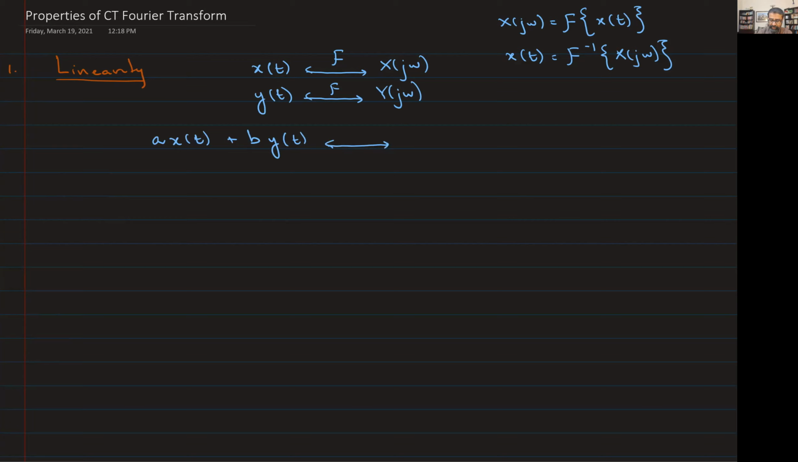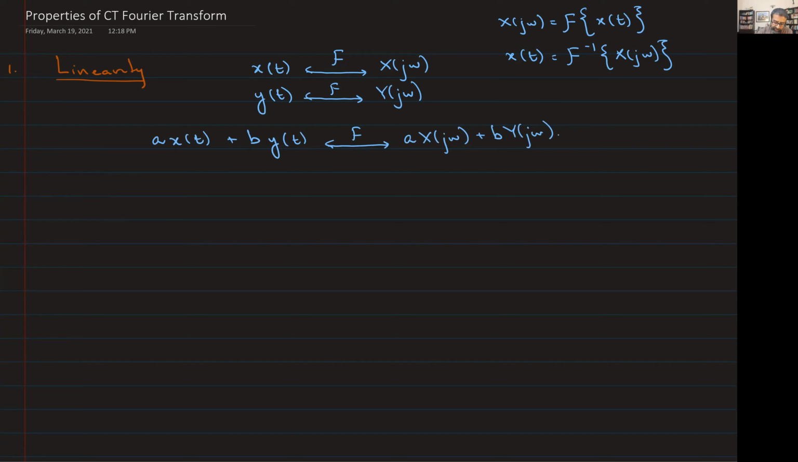You can prove it by plugging in the transform relationship. This turns out to be equal to a times X of j omega plus b times Y of j omega. So there's a linearity that is inherent.